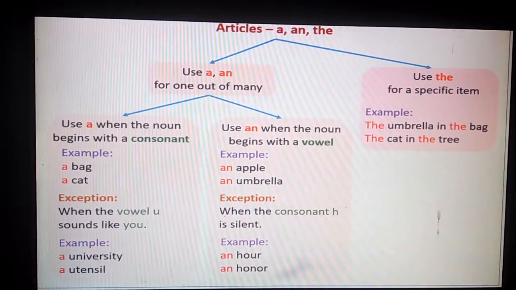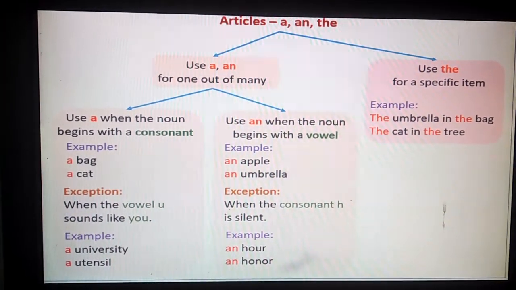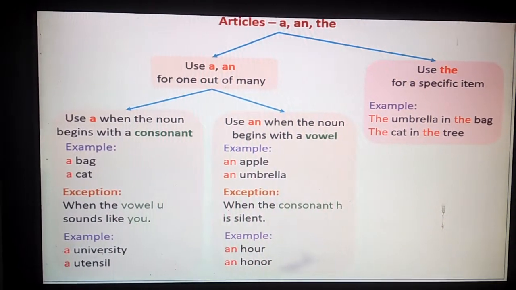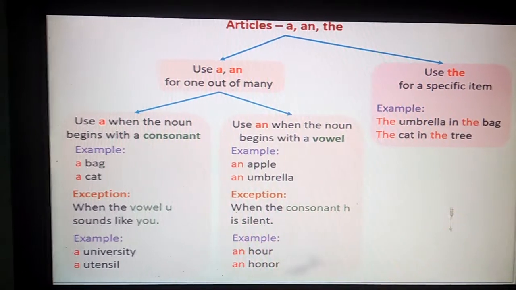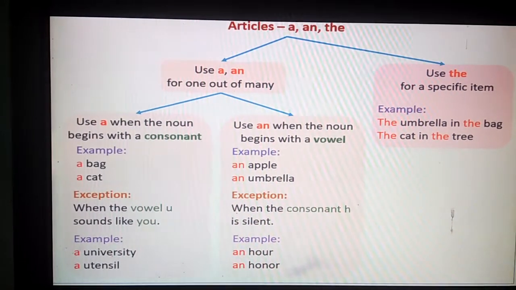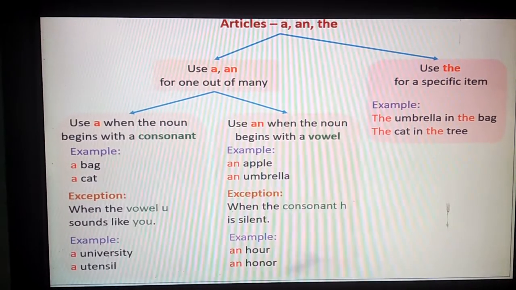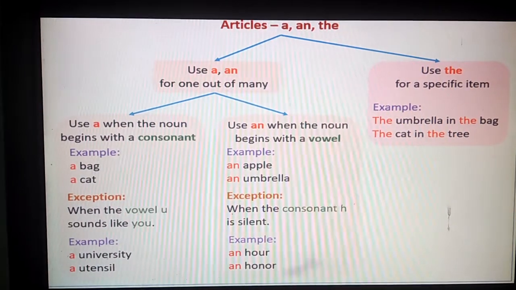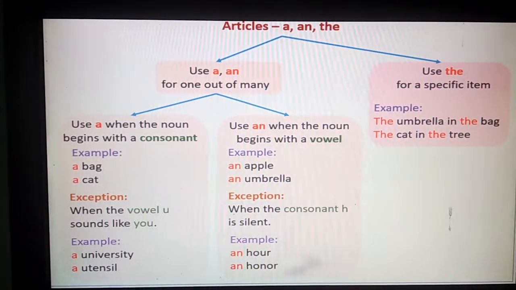This is an additional and important thing which you have to learn, that is articles. A, an and the. We know that these are the three articles, and the first two are called indefinite, and the article the is called the definite article. And we know that we use articles before nouns. So here we have to see which article is used before which noun.